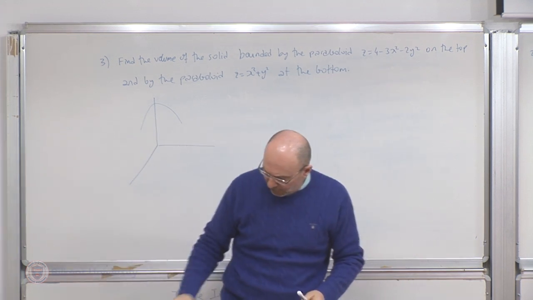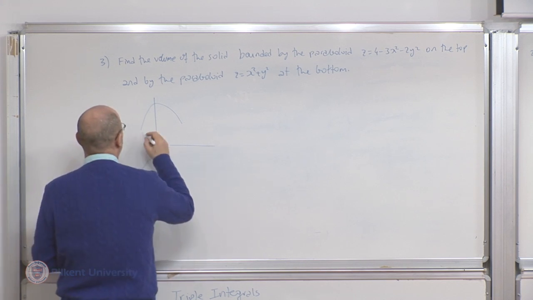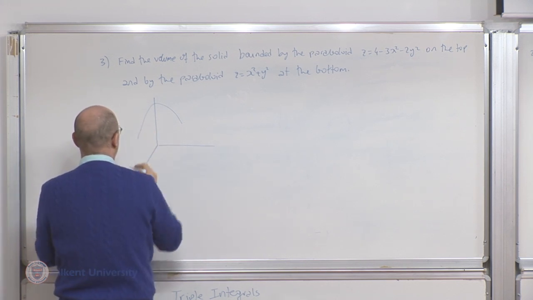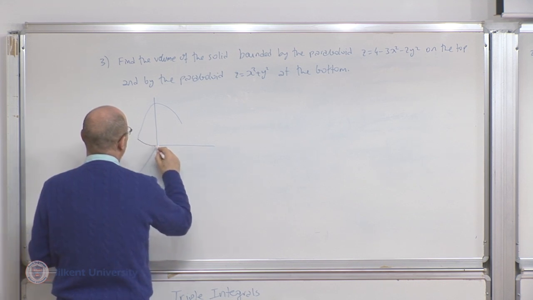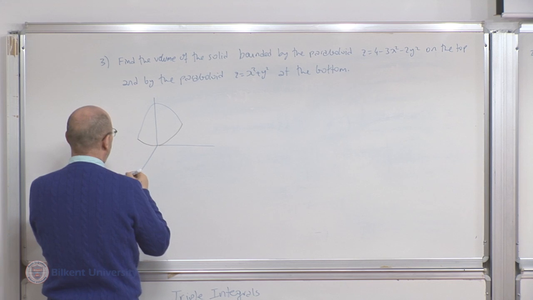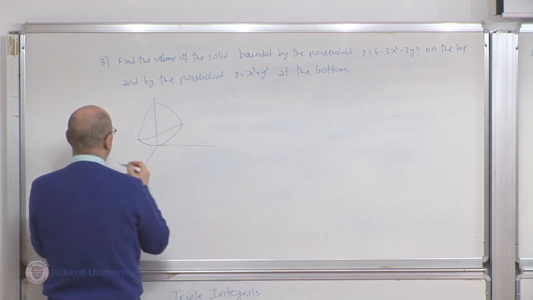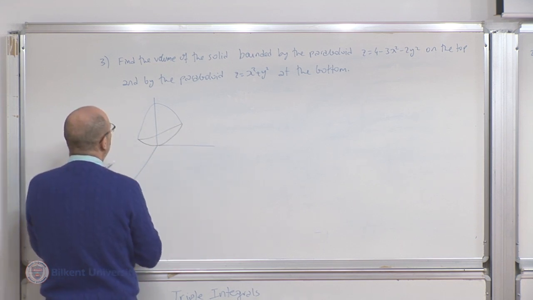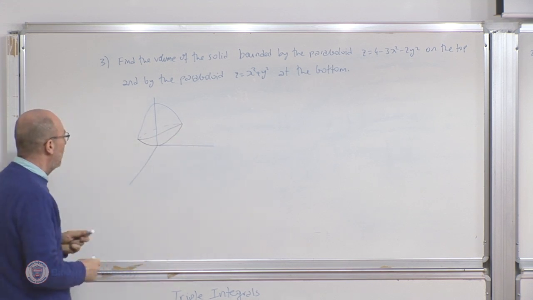One side is up, so I think that side is up. So I'll take this side a little bit more down. And then we have the other paraboloid like this. The curve of intersection is something like this.